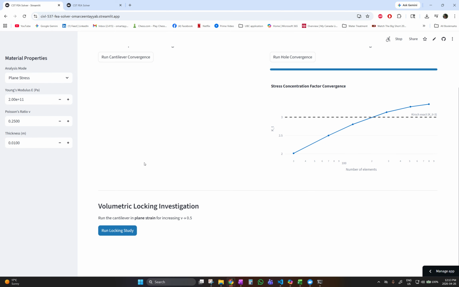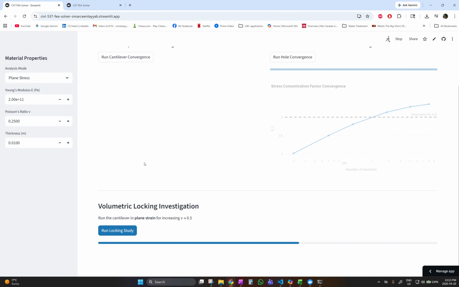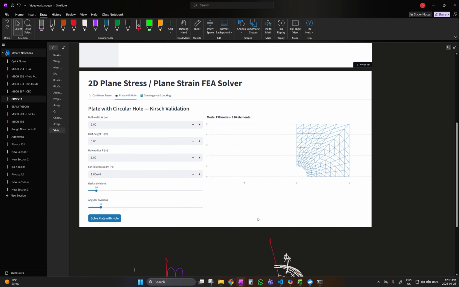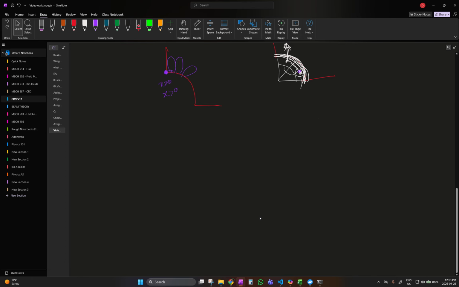Anyway, last thing, I want to show you one more thing. I have to show you the CSV as well. I hope I don't forget. But this volumetric locking investigation is basically, when we say that the Poisson's ratio is equal to 0.5, what we're basically saying is that epsilon x plus epsilon y plus epsilon z, but it doesn't matter because it's 2D, equals 0.